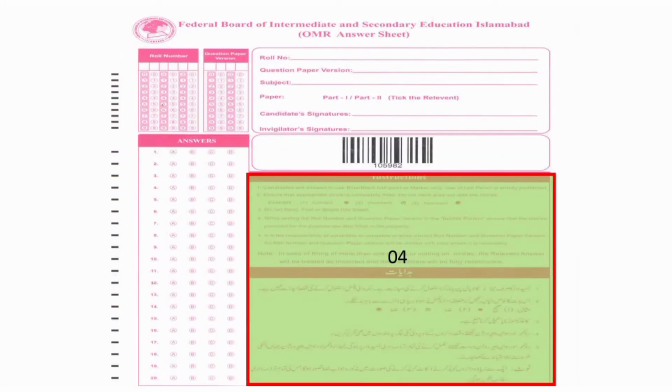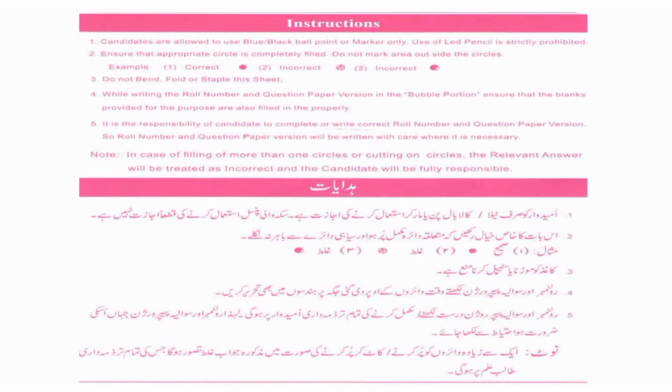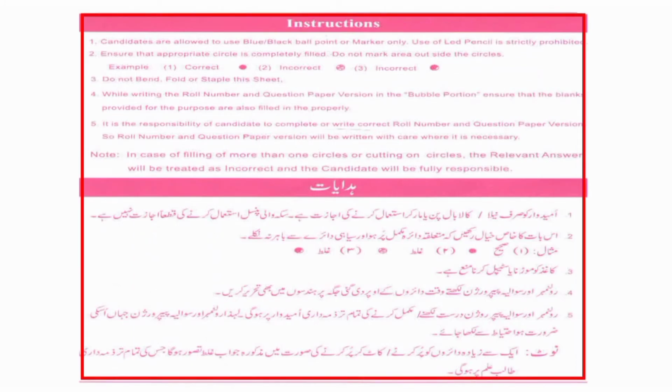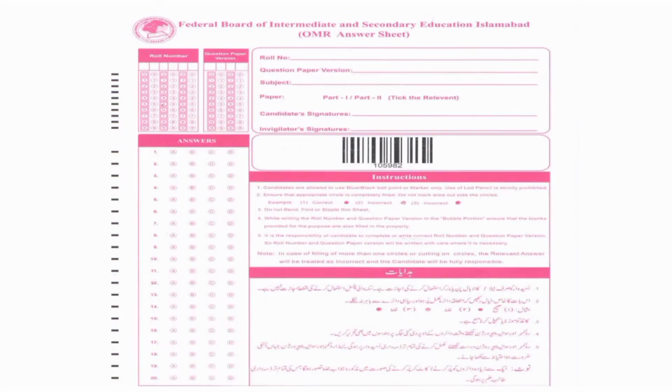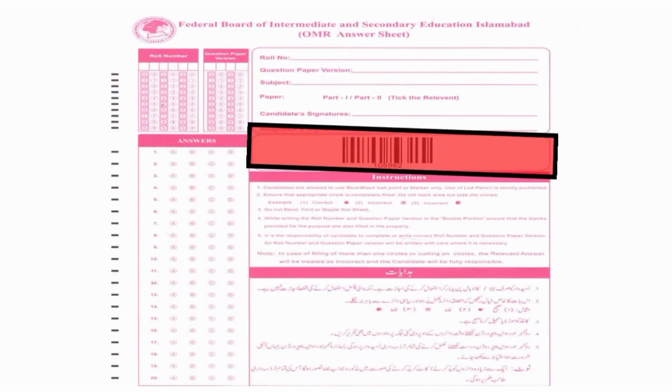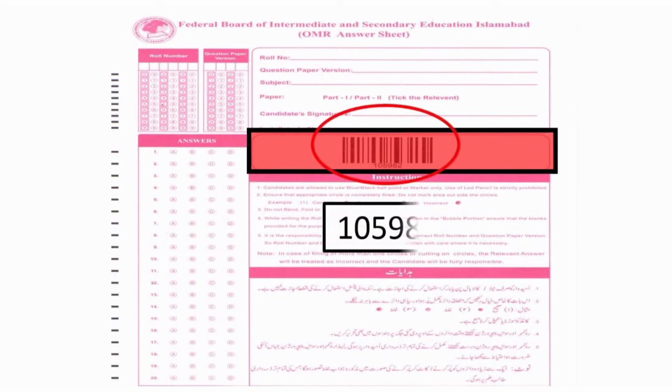Now let's talk about part number 4 of the OMR sheet. This part consists of instructions. You can read those instructions before attempting your OMR sheet, and I am also going to discuss these instructions in this video. So watch this video till the end carefully. Okay, now let's see. In the OMR sheet there is a barcode in the middle of the paper. This is basically the number of your OMR sheet. Every OMR sheet's number will be different, so you have to use your own OMR sheet's number.